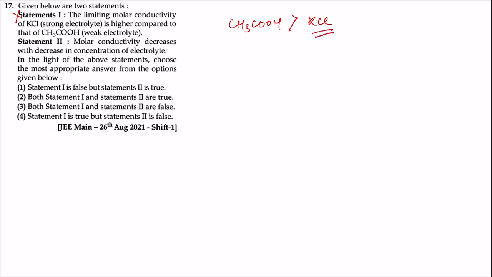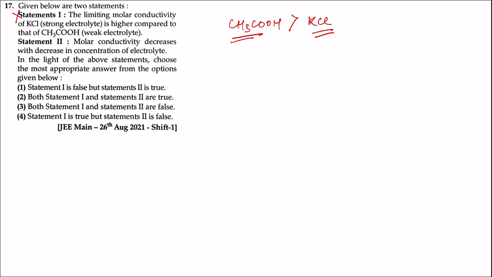Now KCl is a strong electrolyte. It is always 100% dissociated no matter what its concentration is or what is the dilution. So its conductivity is constant. It does not change with dilution. Acetic acid is a weak electrolyte. When it is dissolved in a solvent, its dissociation is very less, but on increasing the dilution, means on adding more solvent to the solution, the dissociation of acetic acid increases and its conductivity also increases. And at infinite dilution, the conductivity of acetic acid is greater than conductivity of KCl.